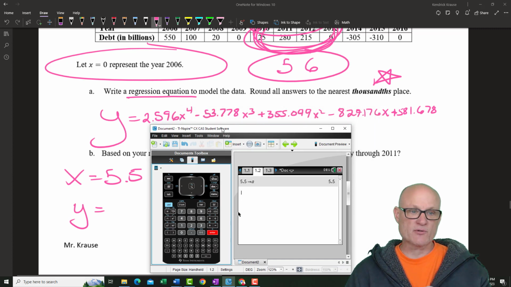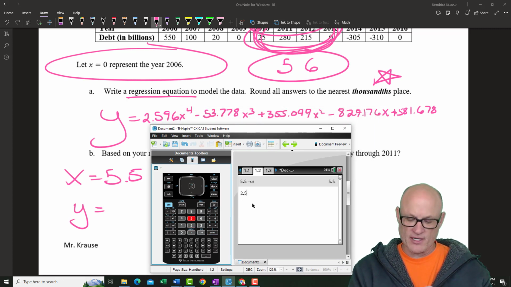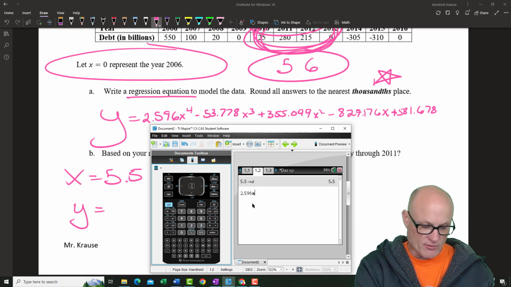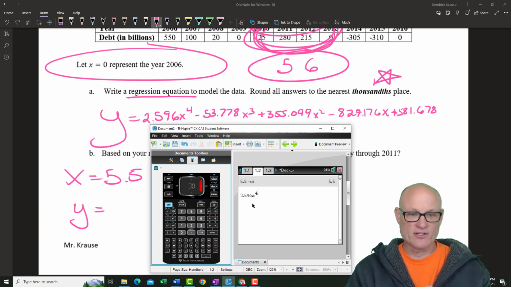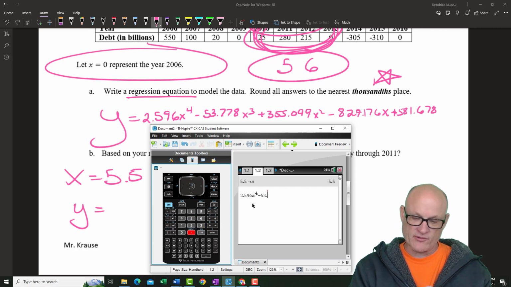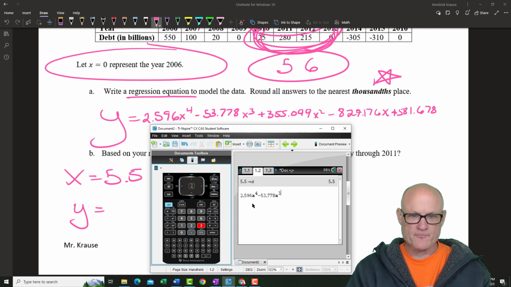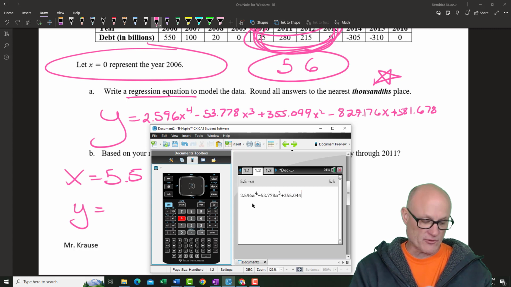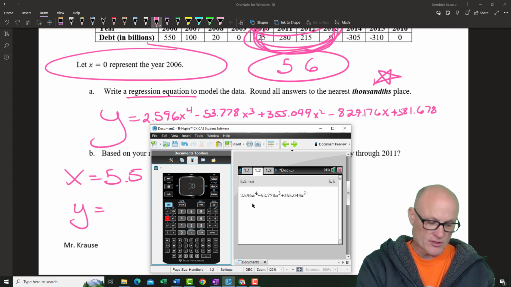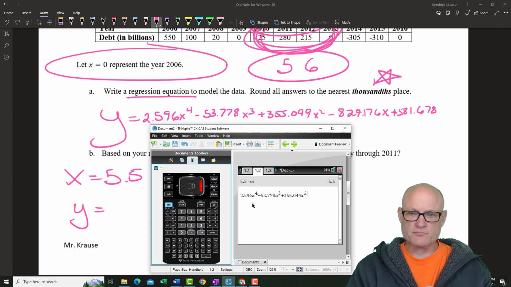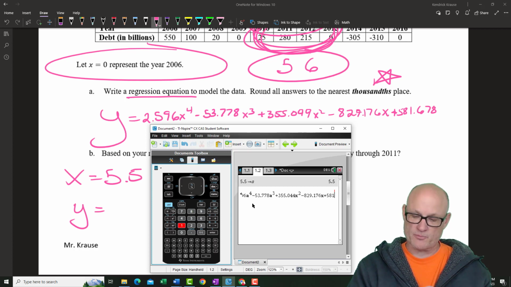And since my equation's right there, 2.596 A raised to the fourth. Again, it's just x. Minus 53.778 x, A cubed, plus 355.044, I believe those are 4 fours, x squared, minus 829.176 x, plus 581.678. Bam.